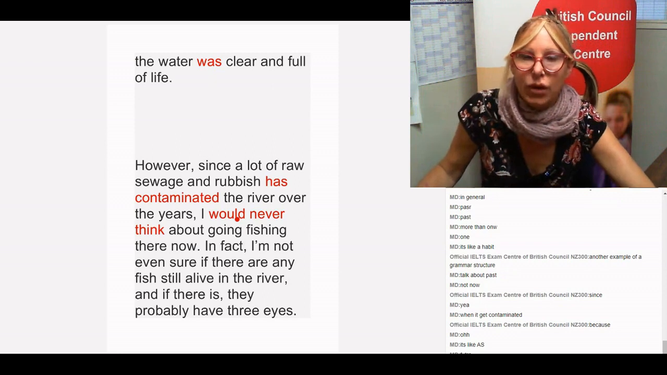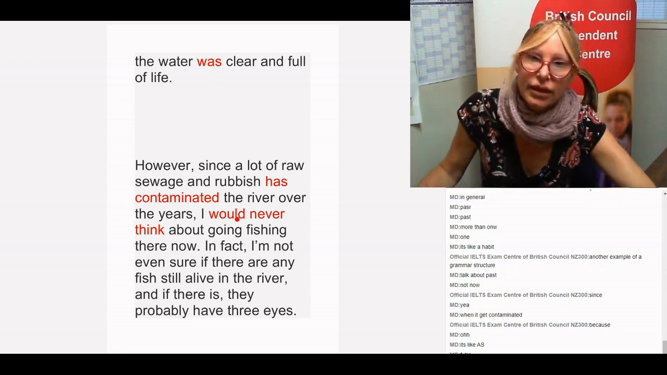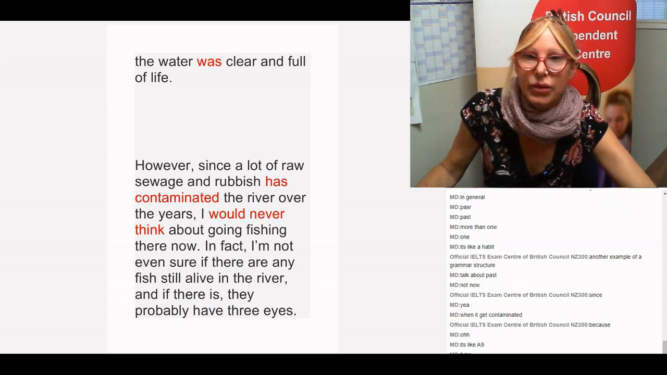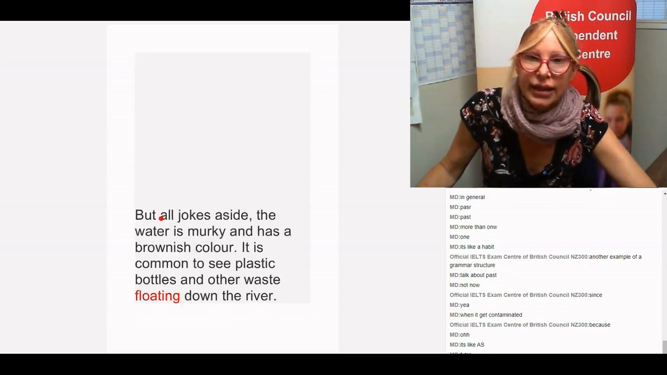"In fact, I'm not even sure if there are any fish still alive in the river. And if there is, they probably have 3 eyes." That's like a little joke that he's making. "All jokes aside, the water is murky and has a brownish color. It is common to see plastic bottles and other waste floating down the river."